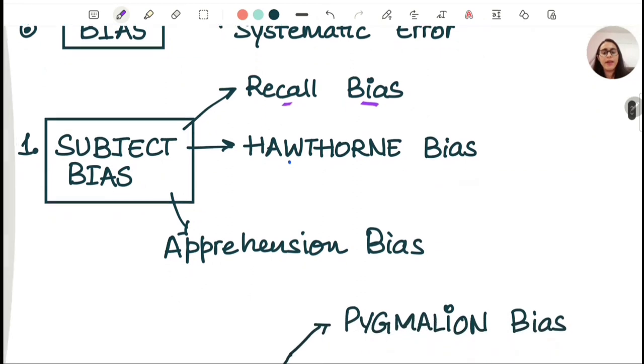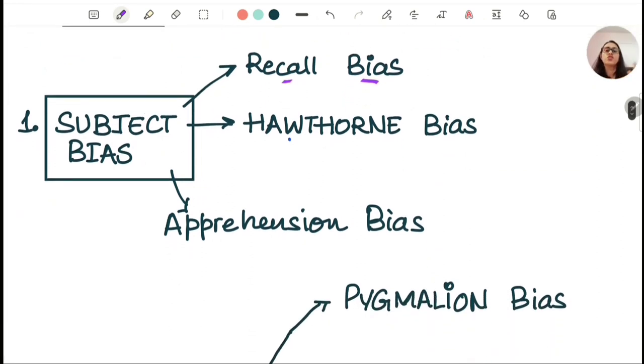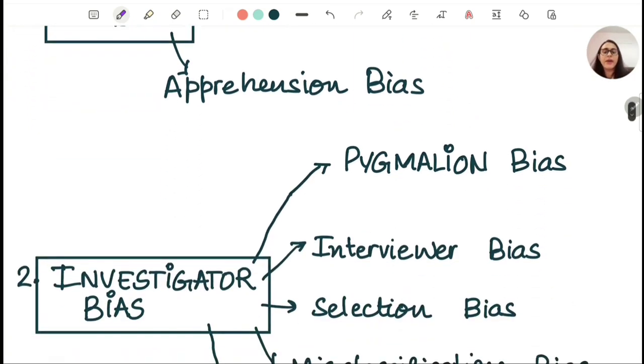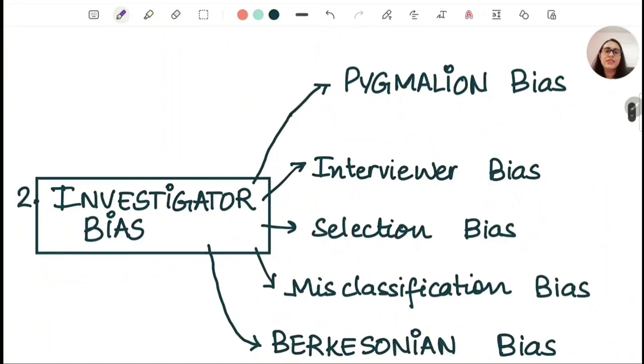Apprehension bias: due to apprehension, there are biological parameter changes like heart rate, BP, all these are the apprehension bias. Investigator bias is when bias occurs due to the investigator who is investigating the study. Pygmalion bias: say suppose the increase in the motivation by the teacher increases the marks of a student. So if you are doing a study on marks of students of particular colleges or schools, and a good teacher is introduced in the college, in that case suddenly the marks will increase. So that will be a Pygmalion bias.